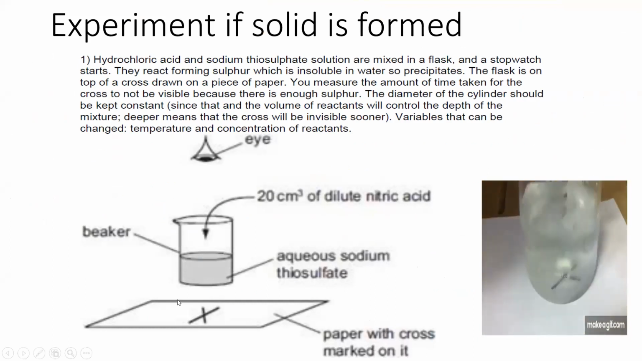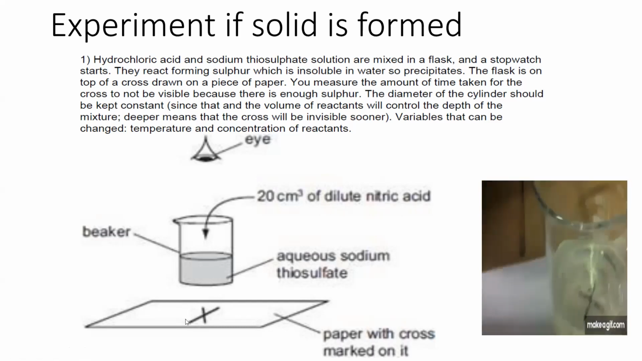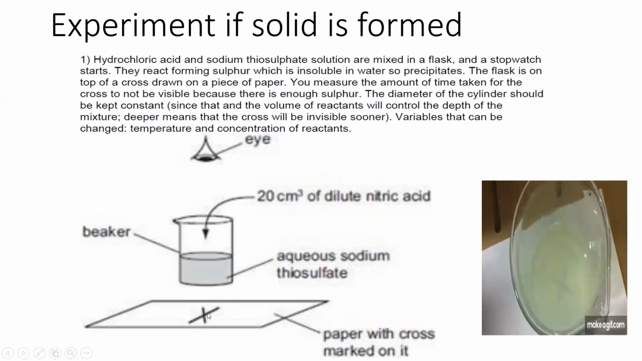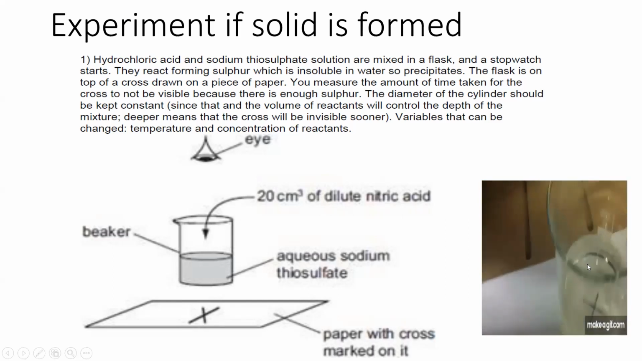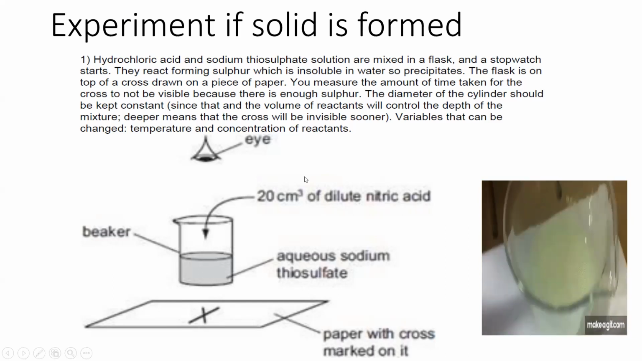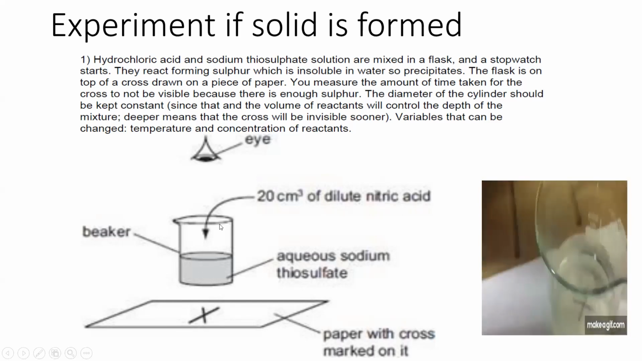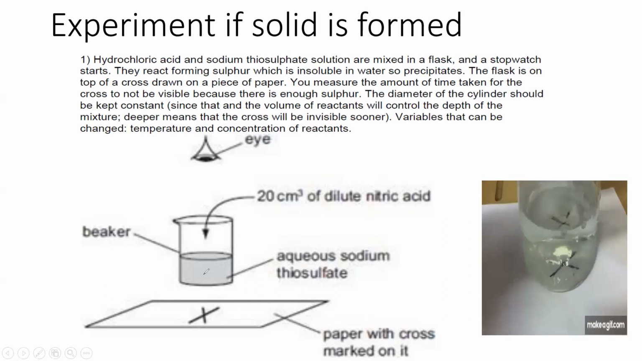How do we use this technique to measure the speed or rate of the reaction? We first mark a cross on a piece of paper, and on top of this paper we place a beaker. After placing the beaker, we add the solutions. The moment we add the solutions, if a solid is formed, we call this a precipitation reaction. When we mix two or more solutions and a solid is formed, we call that a precipitate, or PPT.